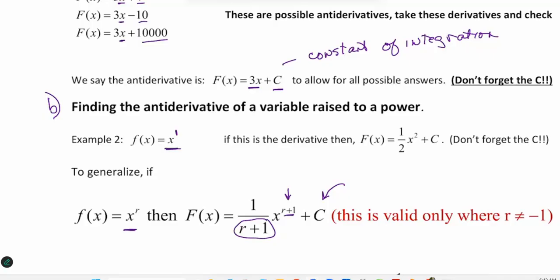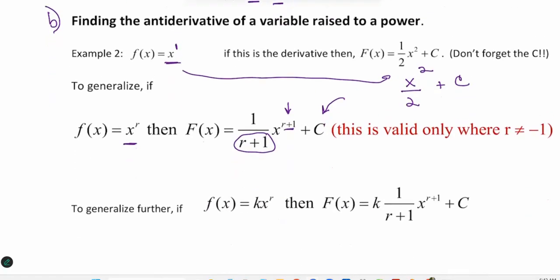Okay, so for this first one, let's see if we're following the rule. I would take the x, I'd raise it to the 2, and I would divide by 2. And I'd add the constant of integration. So you can either write it like I've written it here, or you can write it by pulling out the 1/2. Either way is correct.